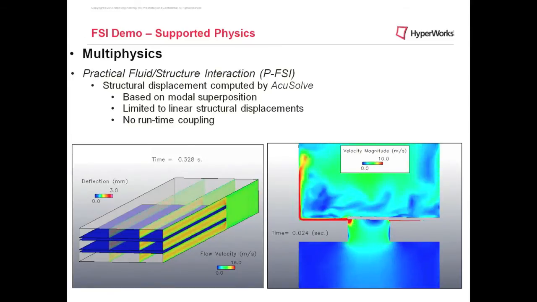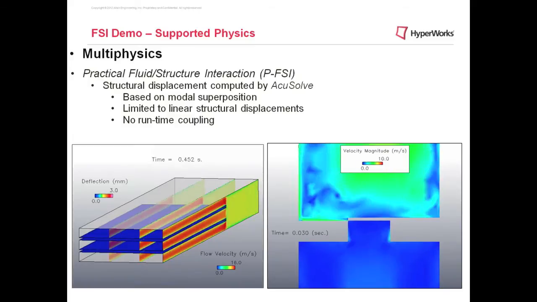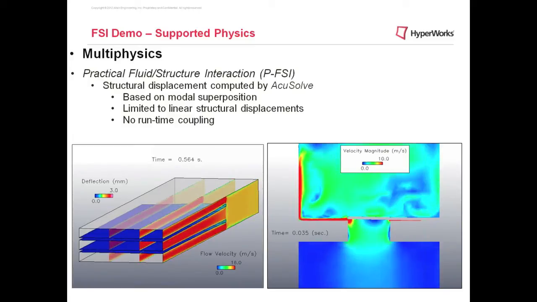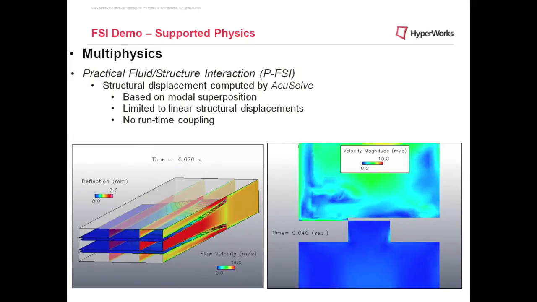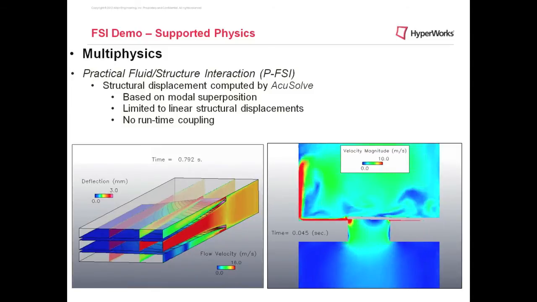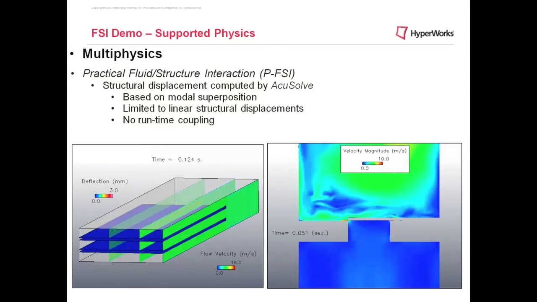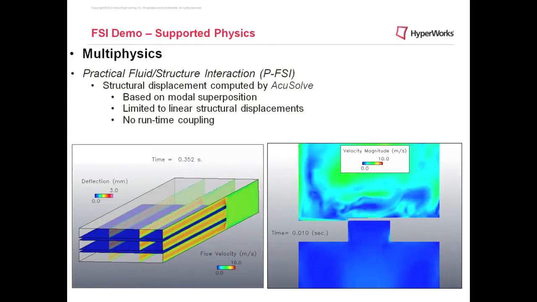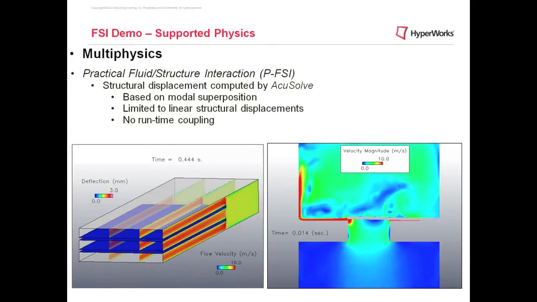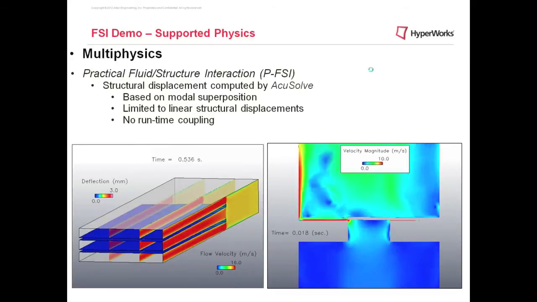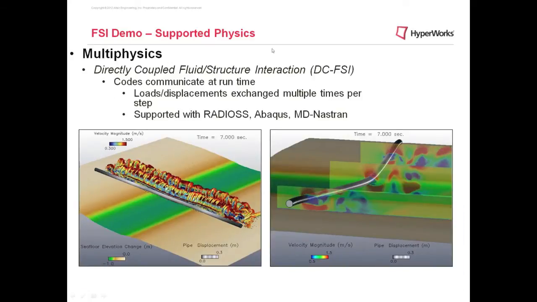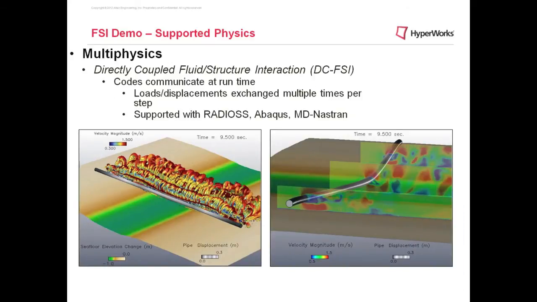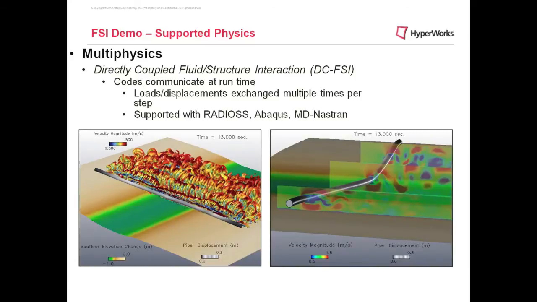So this is really our workhorse technology here. This is used all the time, and it's used in lots and lots of different industries. And there are applications where it breaks down because of the assumption that the structure is linear. And in that case, we need to move to a different solution. And that solution is what we call directly coupled fluid structure interaction, or DCFSI.